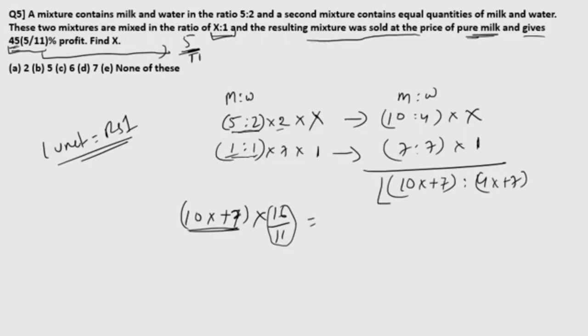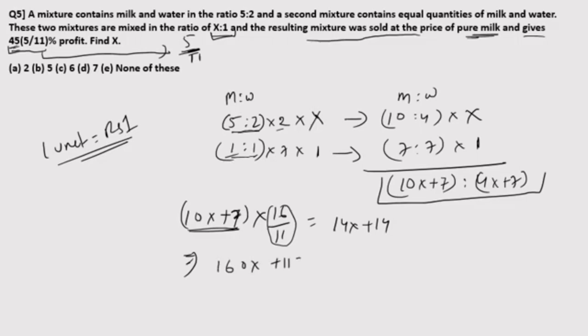Selling price is how much? Total quantity, and total quantity is how much, guys? This is 14x plus 14. That implies this is how much? This is 160. Just solve it.